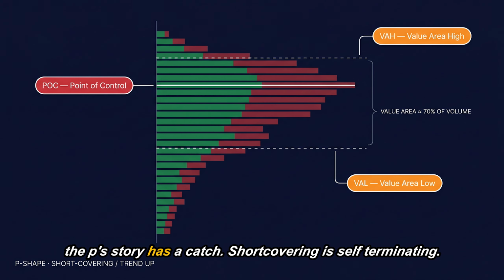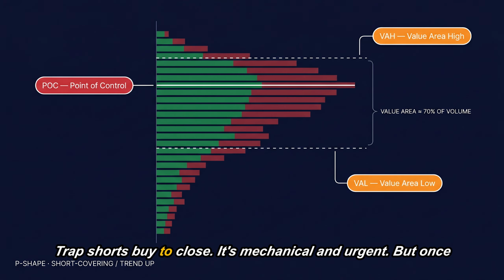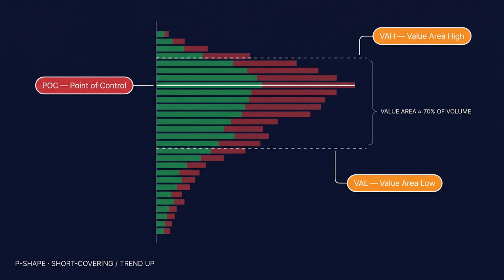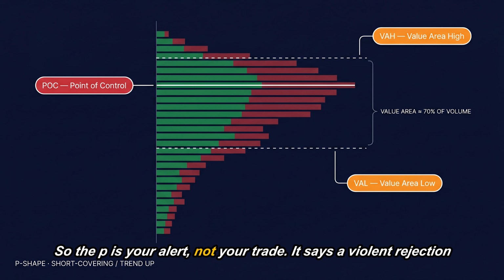And the P's story has a catch. Short covering is self-terminating. Trapped shorts buy to close. It's mechanical and urgent. But once they're flat, that bid just stops. There's no one left to buy. So the P is your alert, not your trade.